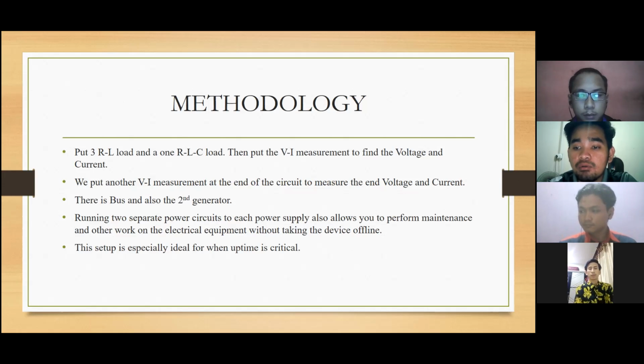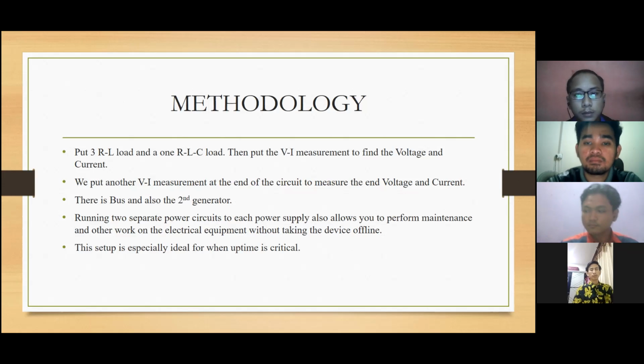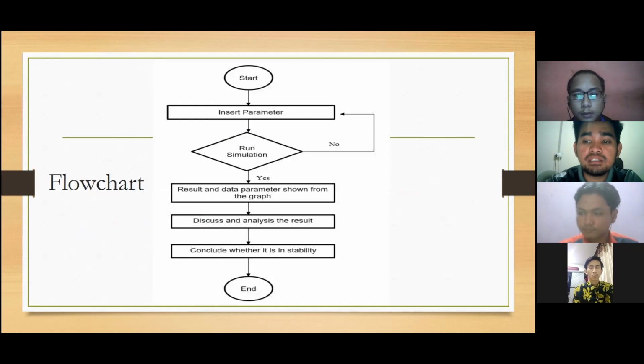Next, we're gonna see our project flowchart. Next, next. Azizi, please help to click next.